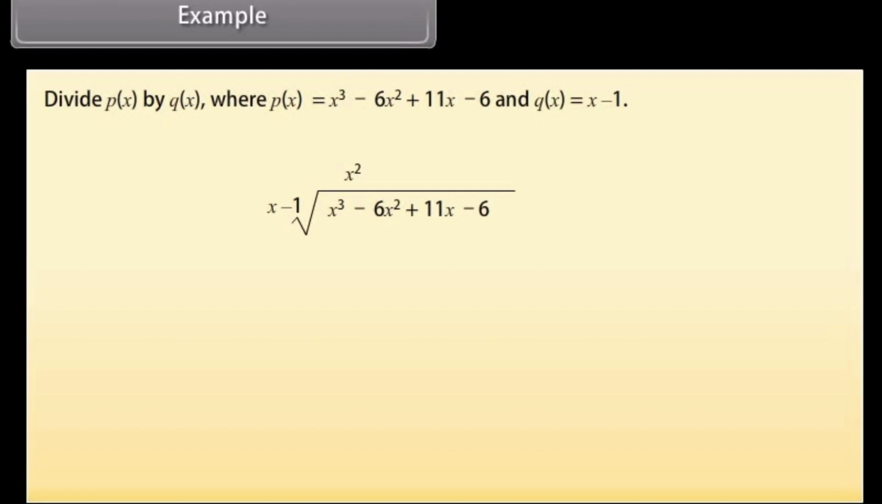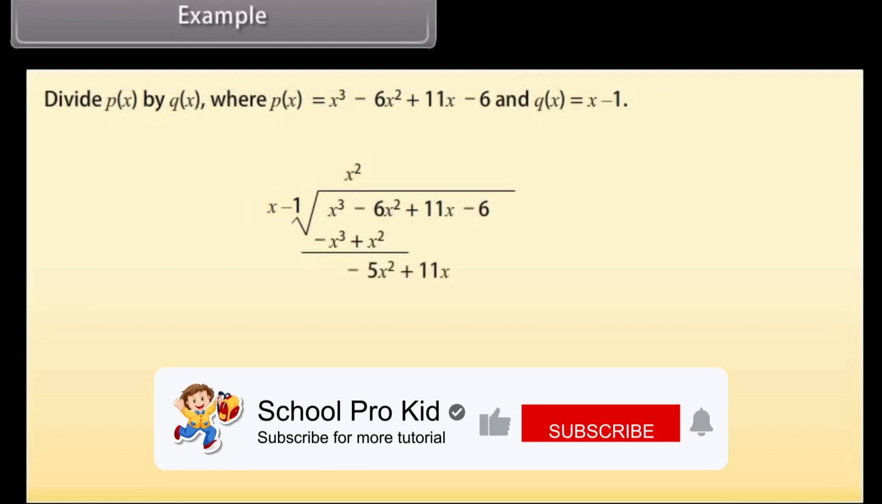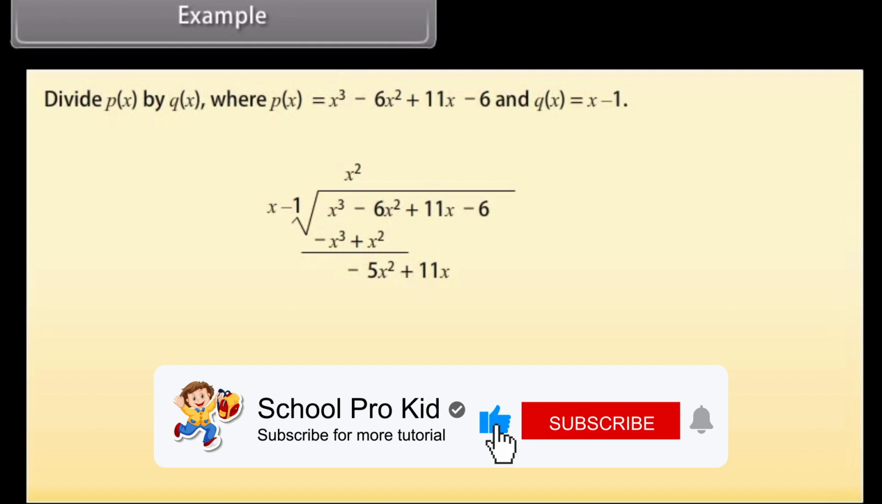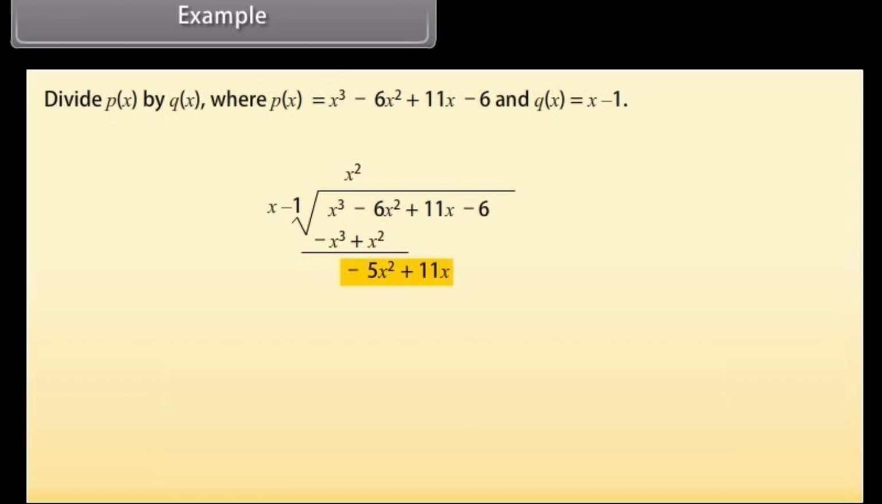Next, you multiply the term that you wrote at the top by the entire divisor. In this case, you multiply x squared by x minus 1 to get x cubed minus x squared, which you then subtract from the polynomial under the division bar. By subtracting, you get rid of the term with the largest exponent to reduce the size of the polynomial, which is a remainder. Now we have a new polynomial for which we repeat the second step. In this example, we divide minus x squared by x and add the result, which is minus x, to the term already at the top of the division bar.